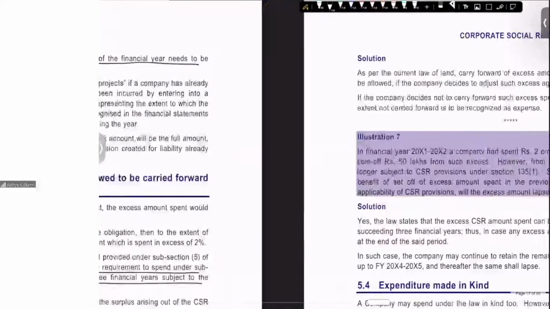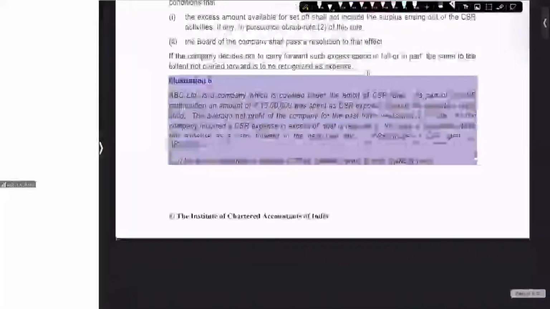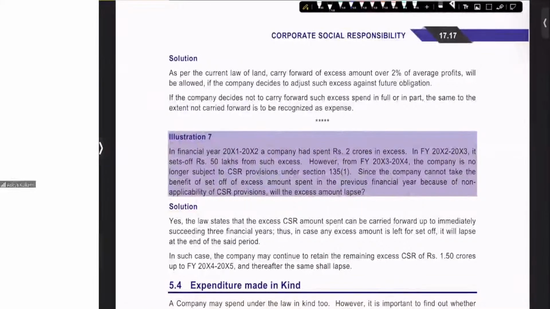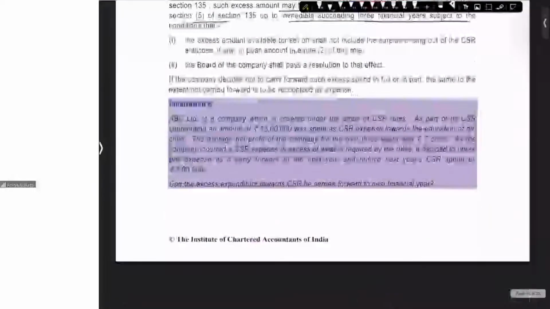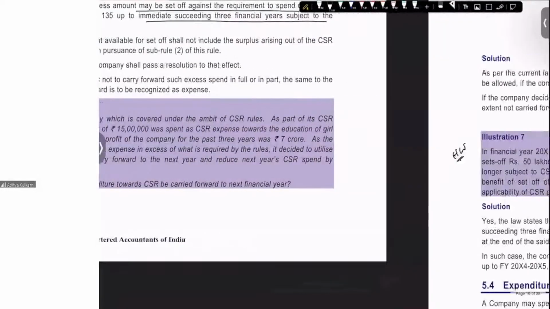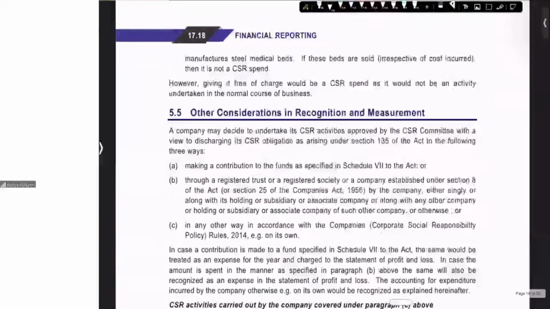Now, ye ho gaya mera. So go through this. Go through these examples. Chote chote hain. Should not take much time. These are very small examples. So go through them, then you will be able to understand.